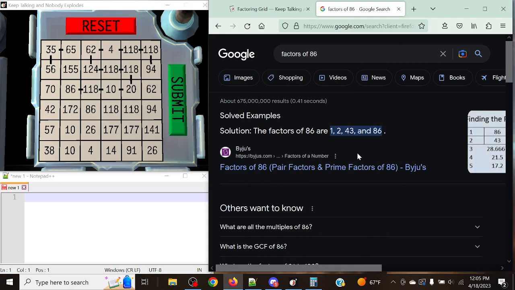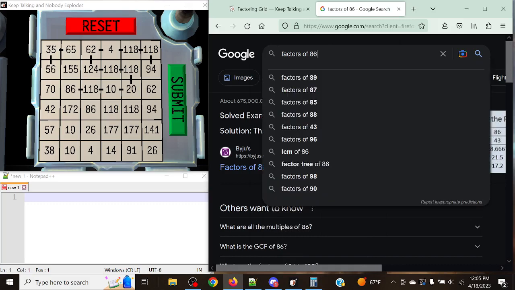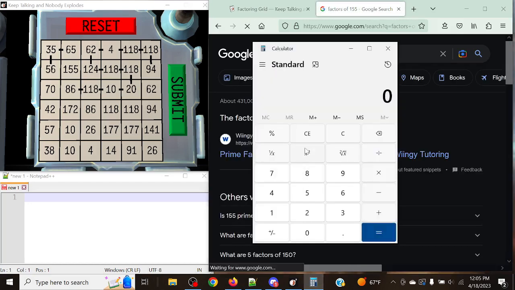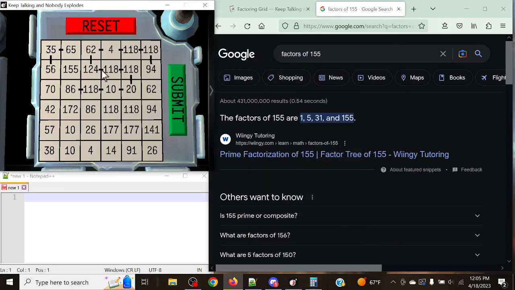This 155 is interesting. 155: 5 and 31. Is 124 divisible by 31? It is. Okay, I might actually not want to go this way. Use a factor of 5. This would work. We don't want to go this way because that's going to cause a loop, and that's not going to work for us. Actually, no, that could actually help us.